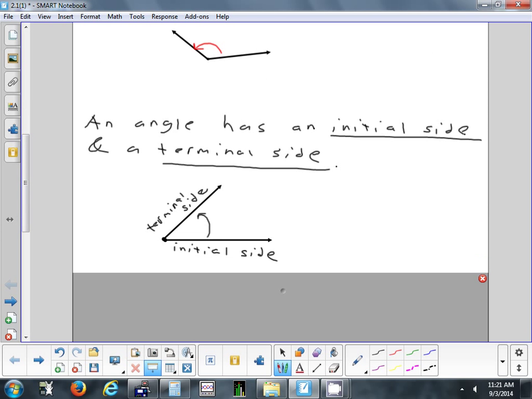So here's another example. Initial side is the horizontal. This time the terminal side is the one at the angle. What kind of angle is that one? That's not obtuse. That's acute. Acute angle, less than 90, but more than 0. Some people say that an acute angle is just less than 90. You've got to be careful with that. Negative 10 degrees is not an acute angle. What the negative means is you went in a different direction. But we'll talk about that.